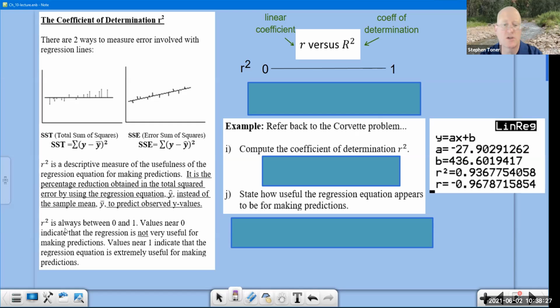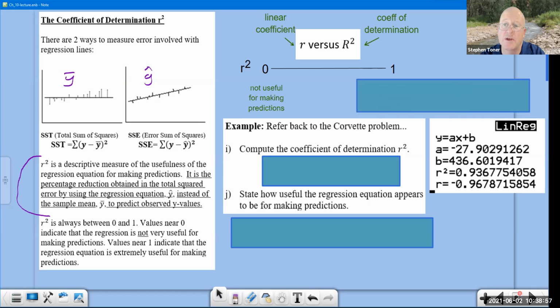But I'm going to tell you r squared always ranges between 0 and 1. Values near 0 indicate the regression equation is not very useful, and values near 1 say it's extremely useful. So what I have here is this picture. R squared goes from 0 to 1. R squared is called the coefficient of determination, and R, which we looked at a little bit ago, is called the linear coefficient. When we're dealing with this, we're talking about the usefulness of the equation when we look at our r squared value. 0 is not very useful, and on the other end of the continuum, a positive 1 is very useful.